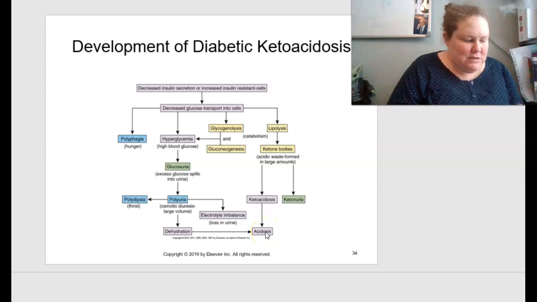Dehydration can lead to acidosis. Okay, also if you're dehydrated, you can be thirsty, right, and drink more water. The decreased glucose can also lead to hyperglycemia, which again can lead to glucosuria, which is the excess glucose, then polyuria, etc. So we can also have glycogenolysis, and if you break that down into its words, glycogen is our sugar stores, and lysis means to break.